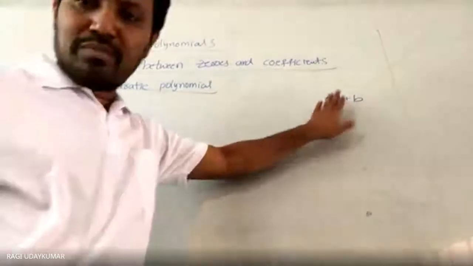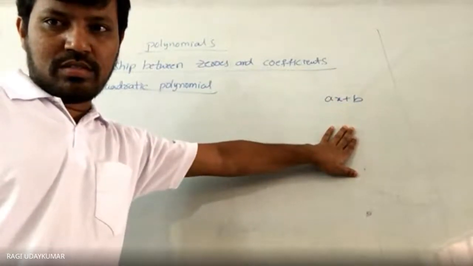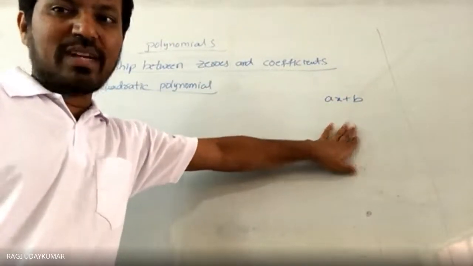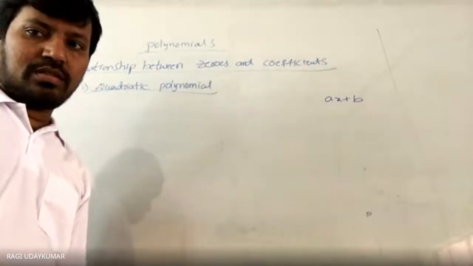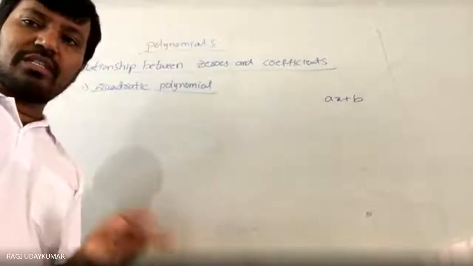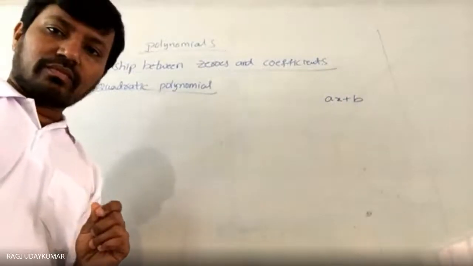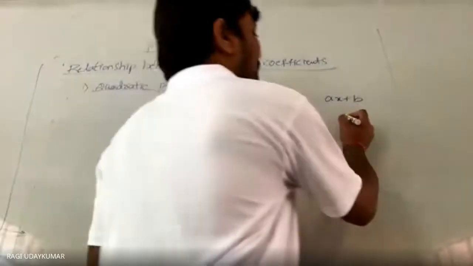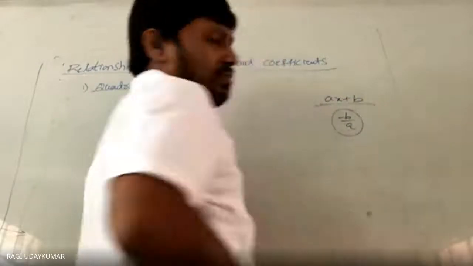What can be the zero of this polynomial? Sir, minus b by a. Minus b by a. Yes, very good. So here only 1 zero will be there.